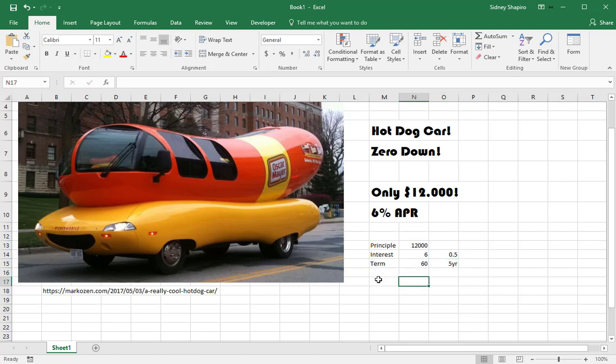Now we want to figure out what is our monthly payment going to be. Keep in mind that over the 5 years of the loan, the car payment is not going to change. The interest rate is not going to change. Okay, so let's take a look at what that is.